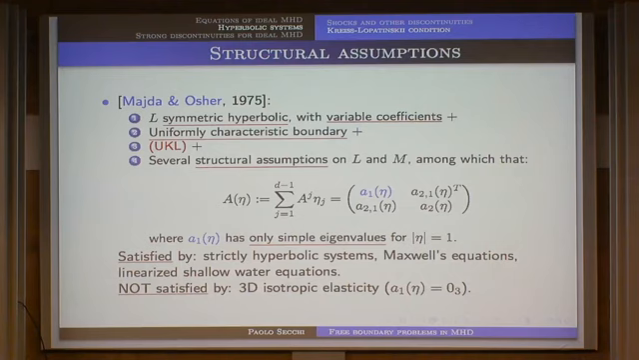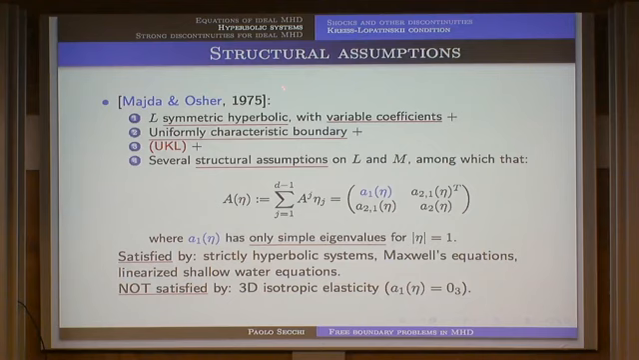It concerns the case of a symmetric hyperbolic operator with variable coefficients also, not only constant. The boundary is not simply characteristic, but uniformly characteristic, which means that the rank of the boundary matrix, which was A of nu before, is constant in a neighborhood of the boundary. So for example, it is not true for the Euler equations, for MHD equations, many physical problems. But for the Maxwell equations, for example, this is true.